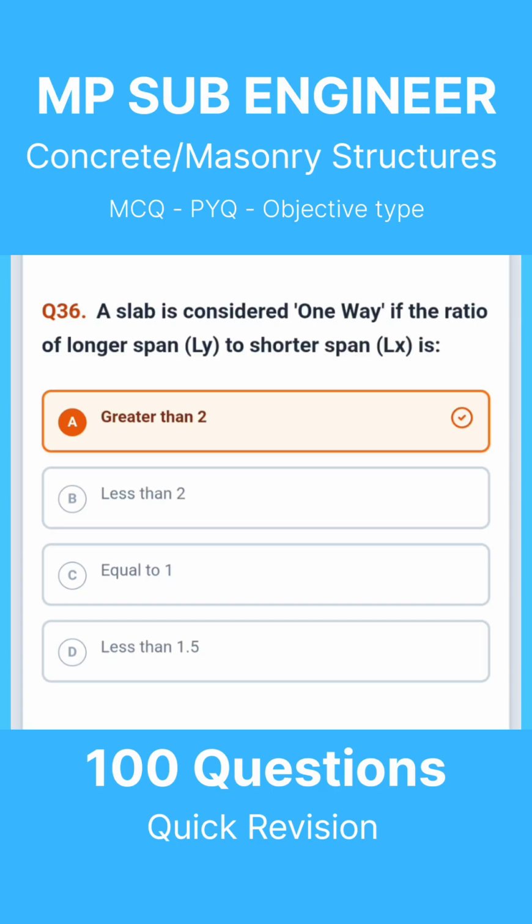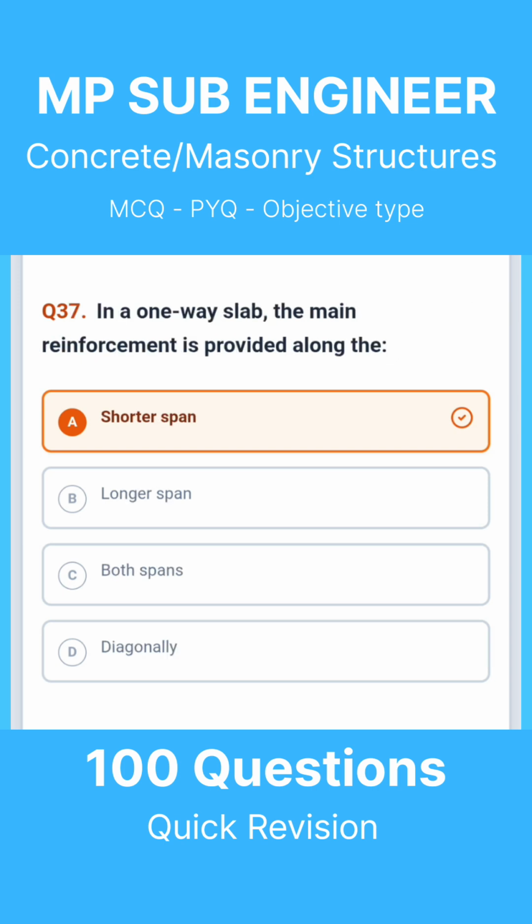Question 36. A slab is considered one way if the ratio of longer span Ly to shorter span Lx is. The correct answer is greater than 2. Question 37. In a one-way slab, the main reinforcement is provided along the. The correct answer is shorter span.